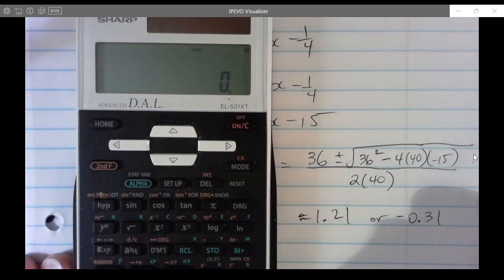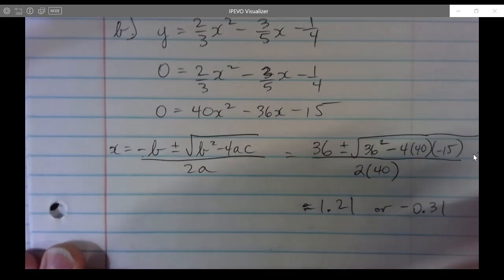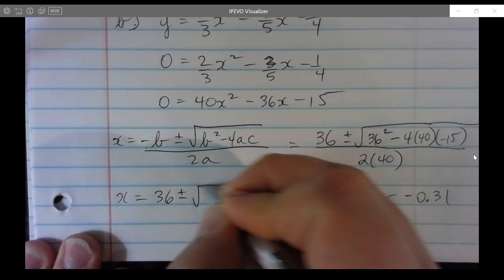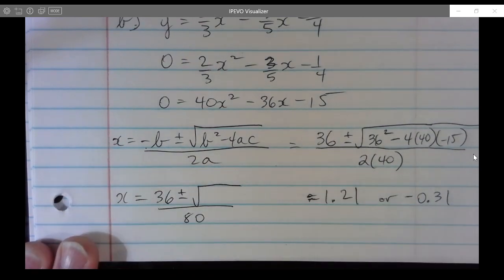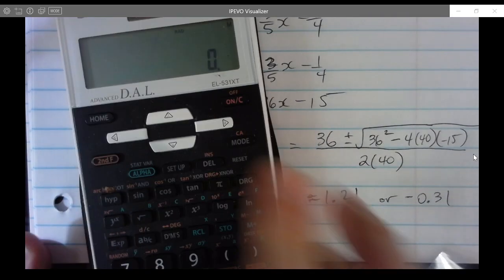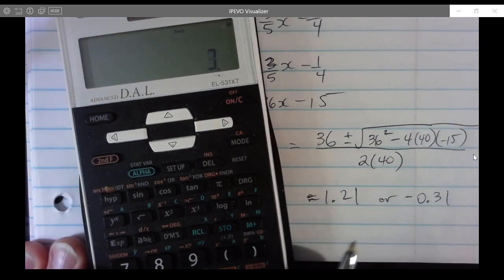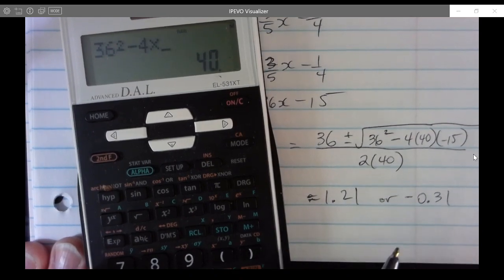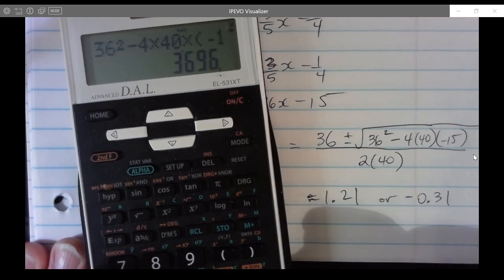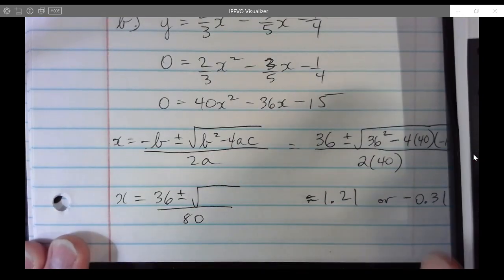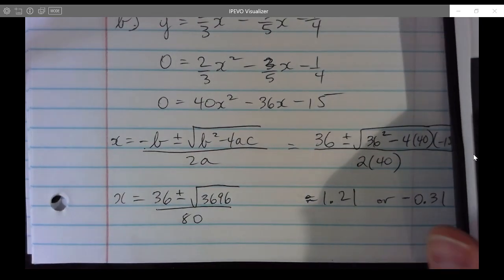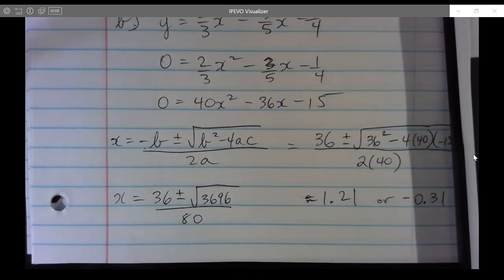Well then, all I would do is I would maybe take a second and write that down as x equals 36 plus or minus the square root of something over 80. And then I'd have to figure out the something. So I'm actually just going to punch just this part. So the 36 squared minus 4 times 40 times negative 15. And that part there is 3696. And so that should be simplifiable. So you'd have to ask yourself, you'd say, self, what perfect square could go into that number? So you're not off the hook with the calculator. You still need to use some number skills to get the exact answer.